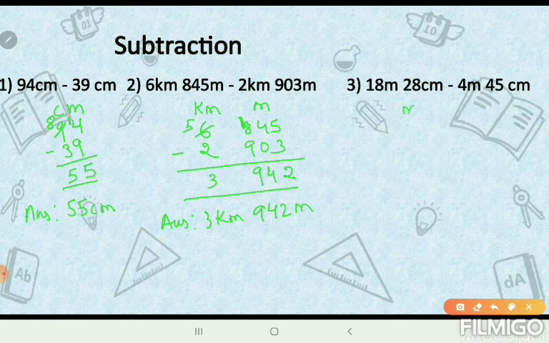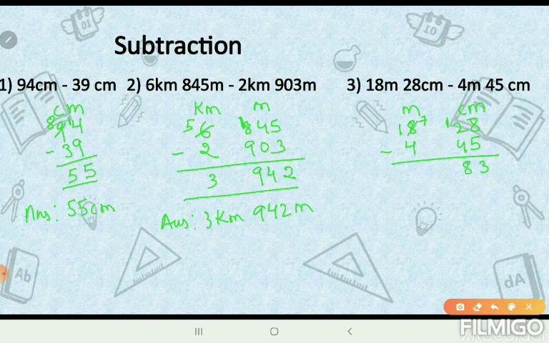Next question, meter centimeter is there. So again first you are going to arrange into different columns. 18 meter 28 centimeter, 4 meter 45 centimeter, you are going to subtract. So when you are subtracting, let's start from the smaller one. 8 minus 5 is 3, and again from 2, 4 subtraction is not possible, so it will borrow from this 8, which will get reduced to 7 and it gives 1 here, so 2 will become 12. So 12 minus 4 is 8.